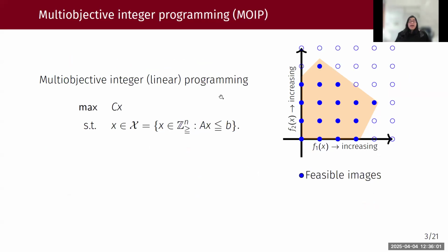Now, if I add integrality to the mix, so I still have a matrix with k rows. My objective function is mapping points in R^n to vectors in R^k. And I'm now additionally assuming that my feasible regions are all integer. Then you can imagine I still have a polytope, but my feasible images are going to be some lattice or some discrete points inside this region.